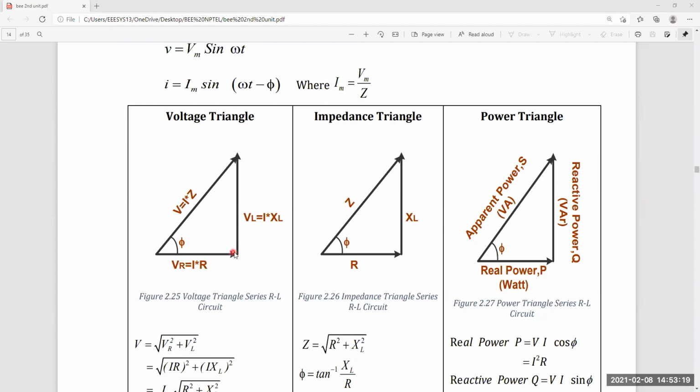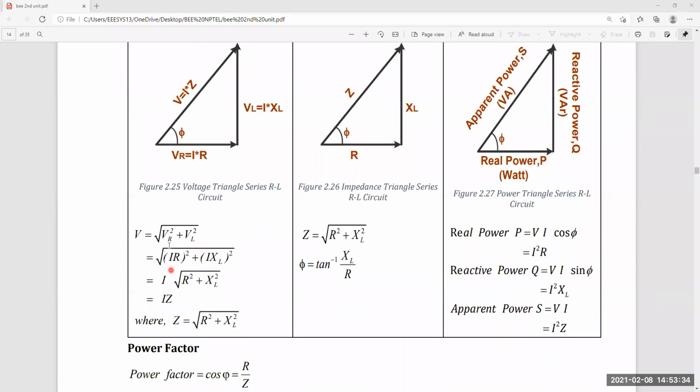Across the inductor, voltage leads by 90 degrees. This is the current I, which lags the voltage V. The resultant of these two is V, I into Z, from I into XL and I into R. Then V is equal to root of VR square plus VL square, the total voltage according to the Pythagoras rule. VR is equal to I into R and VL is equal to I into XL. And then you will get Z is equal to R plus j into XL.